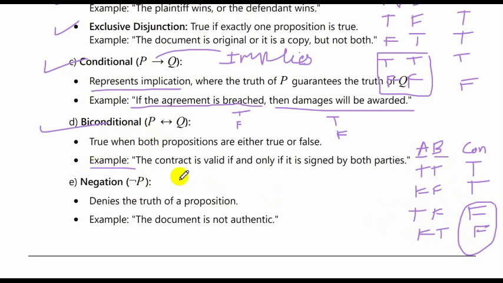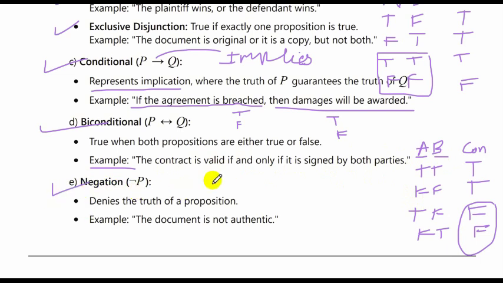So let's take an example. The contract is valid if and only if it is signed by both parties. So the whole statement becomes true only when both the statements are either true or both the statements are false.